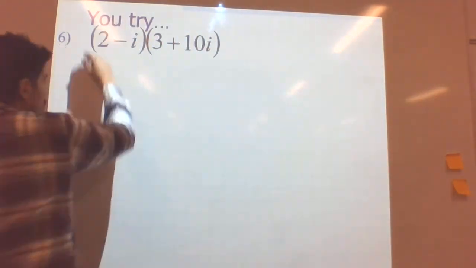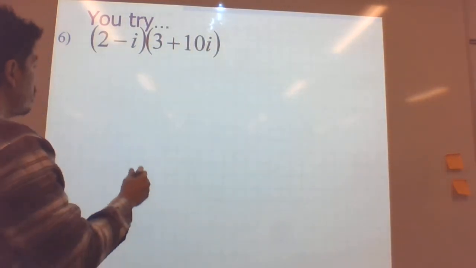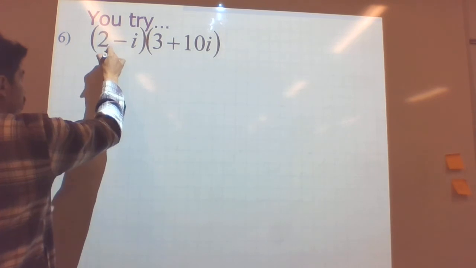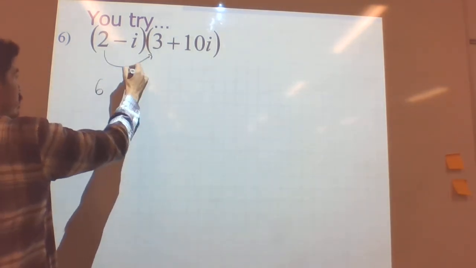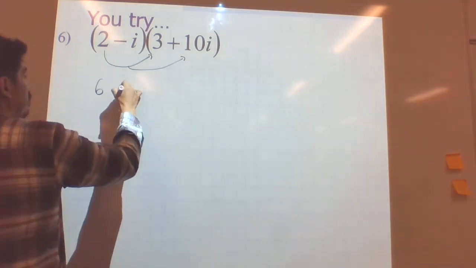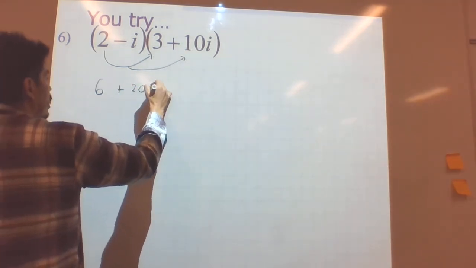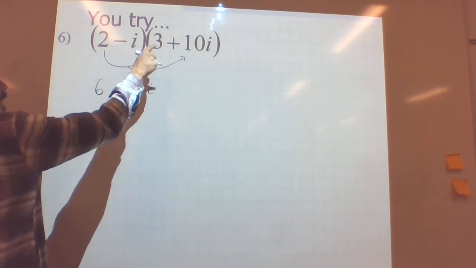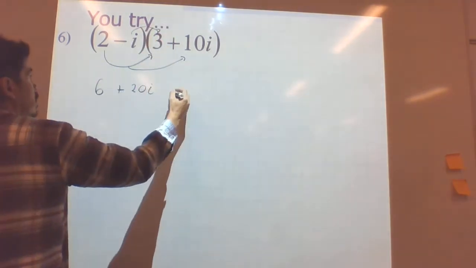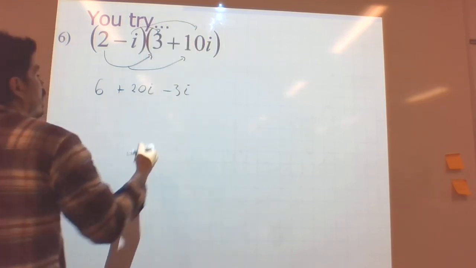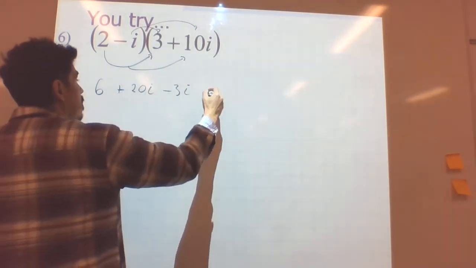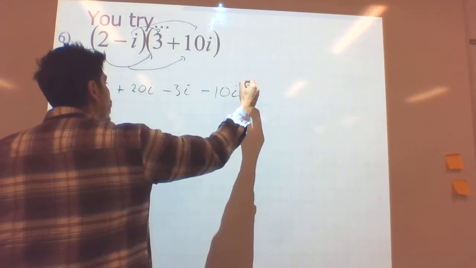So now we're going to go ahead and do foiling. And with foiling, again, we're going to multiply the 2 and the 3. That's going to give us 6. The 2 and the 10i is going to give us a plus 20i. We're going to multiply the negative i to the 3. It's going to give minus 3i. And then the negative i to the 10i is going to give us a negative 10i squared.